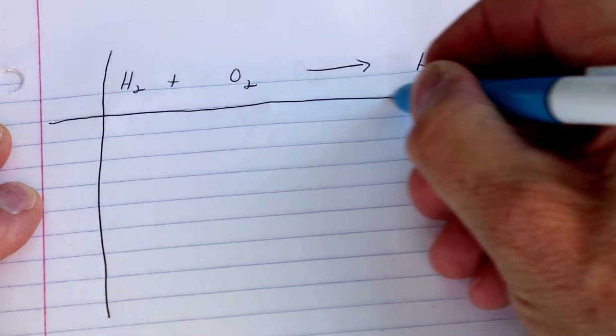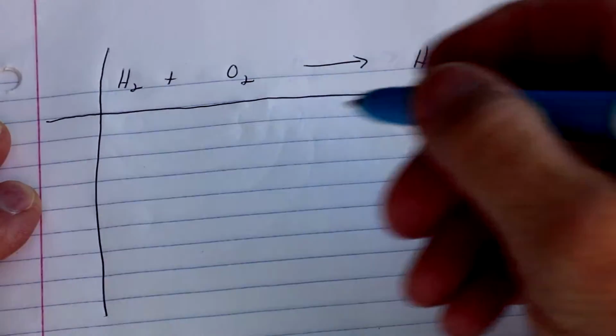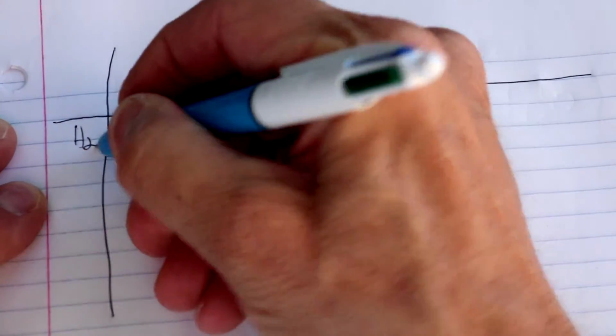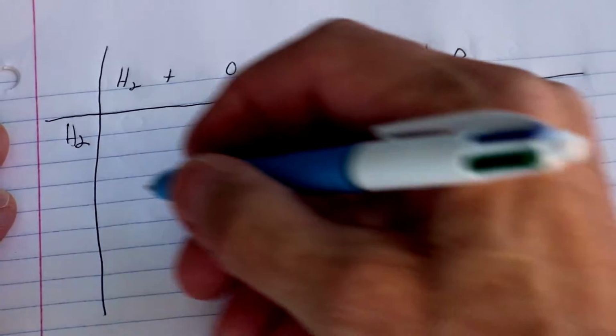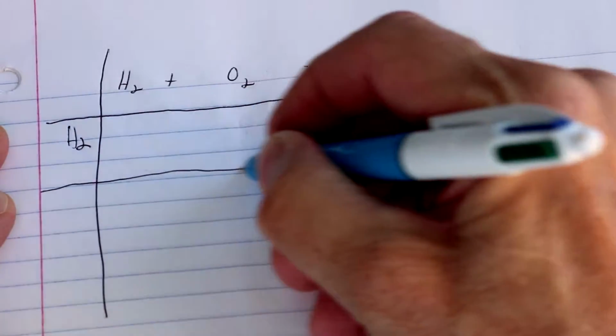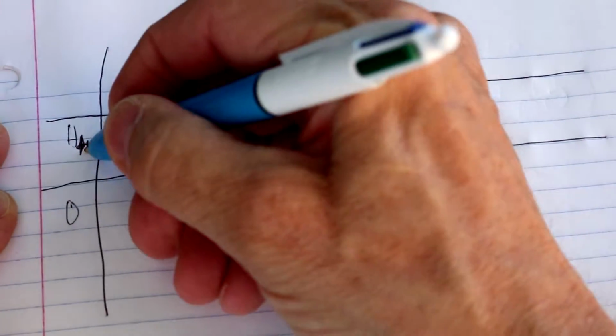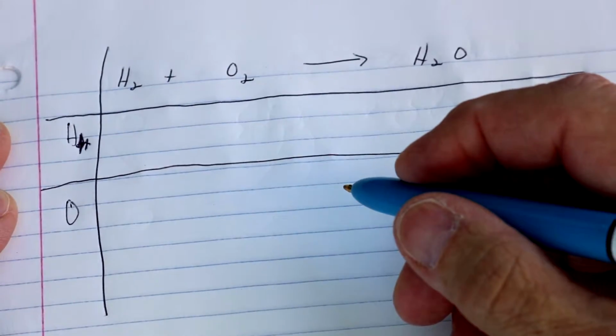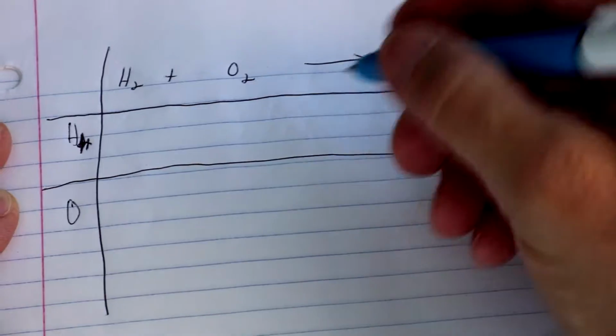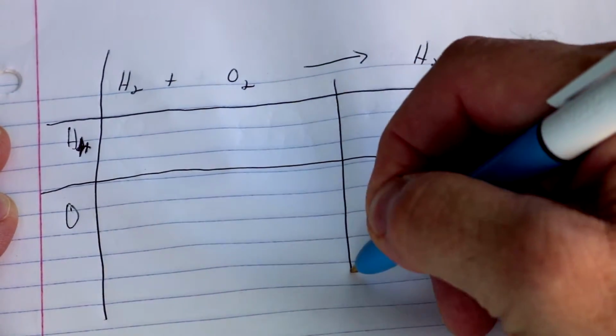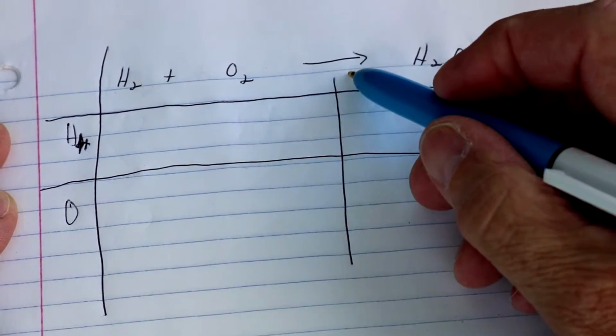Then you make rows. You make a row for each element or polyatomic ion. So we're going to make a row for hydrogen here. Then we're going to make another row for oxygen. It should just be an H, not an H2. You're just keeping track of individual atoms. Then we draw a line right down the middle, right underneath the arrow.